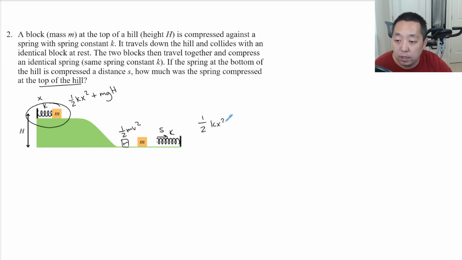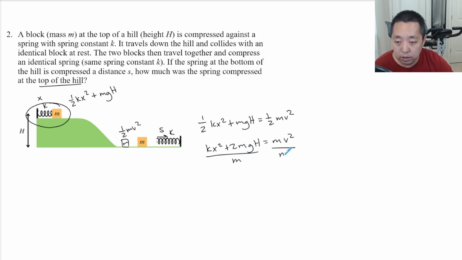1/2 kx squared plus mgh is equal to 1/2 mv squared. Okay, and then we can solve for this velocity here. We're going to use that velocity during the collision part, right? So I'm going to multiply by 2, so that gets kx squared plus 2mgh equals mv squared, and then divide by m to cancel that guy out. And then take the square root. So v is going to be the square root of kx squared plus 2mgh over m.